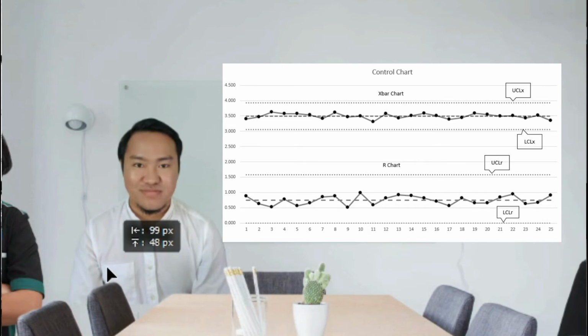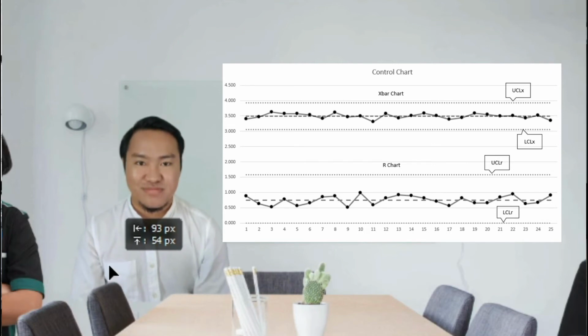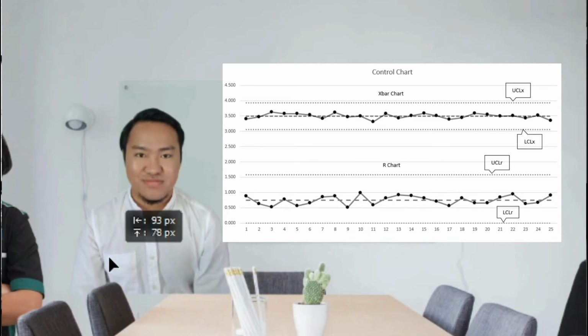By comparing current data to these lines, we can draw conclusions about whether the process variation is consistent, which is in control, or is unpredictable, which is out of control, affected by special causes of variation. I think that is all for me.